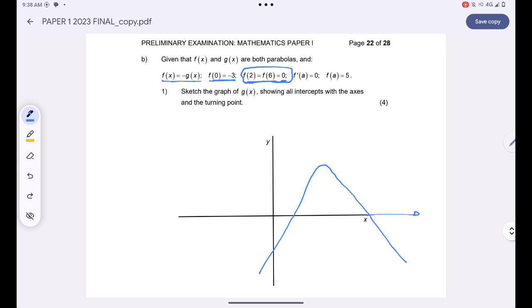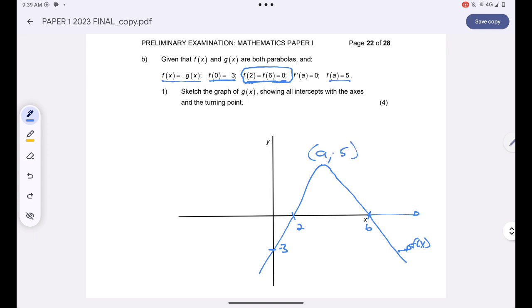My graph should just look like this, right? Whereby I will have negative 3 over there, and then this will be just 2, and that's 6 over there. This graph is the graph of f of x. Are you together? And then I can simply find the x value of the turning point, because I was told that the derivative of f whenever x is equal to a, we get 0. The derivative is 0 only at the turning point, right? So that means the x value at the turning point is a, and the corresponding y value is 5.